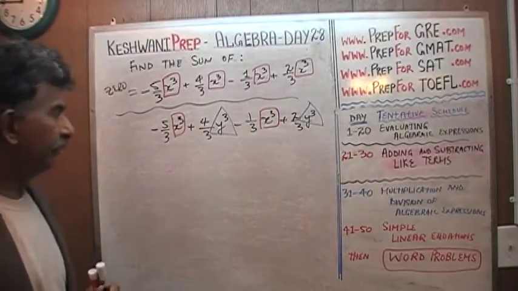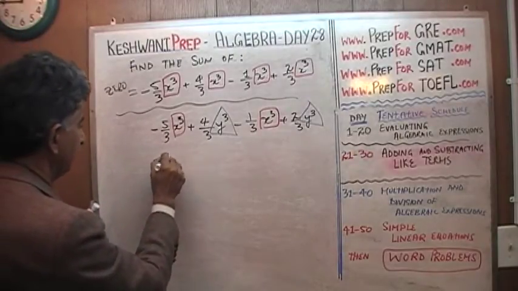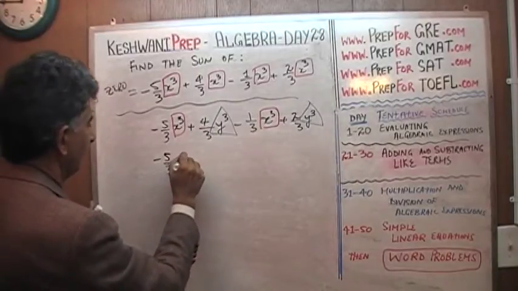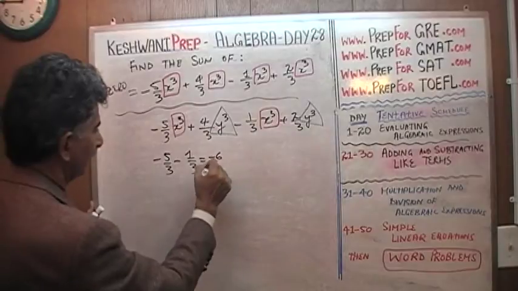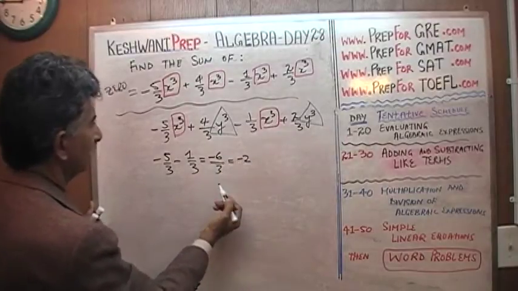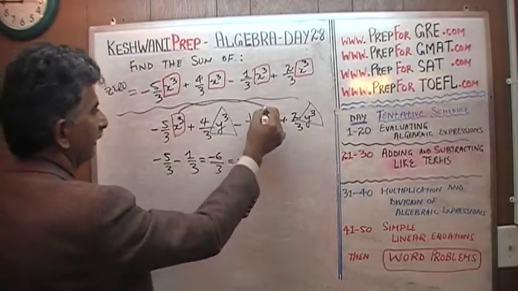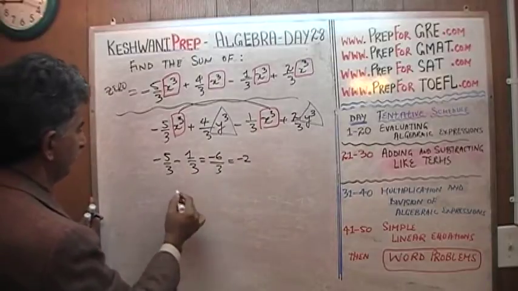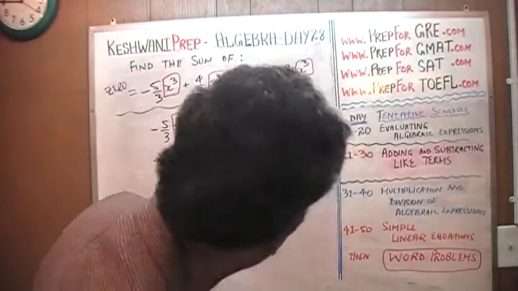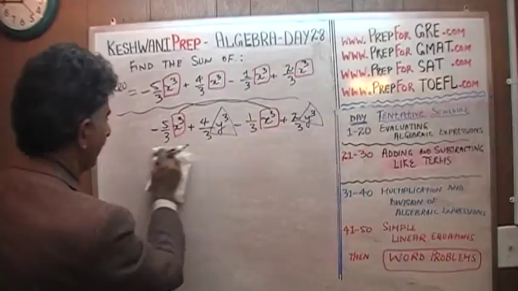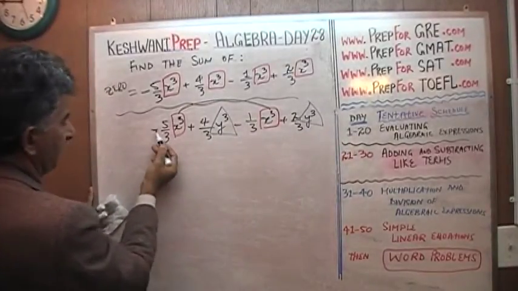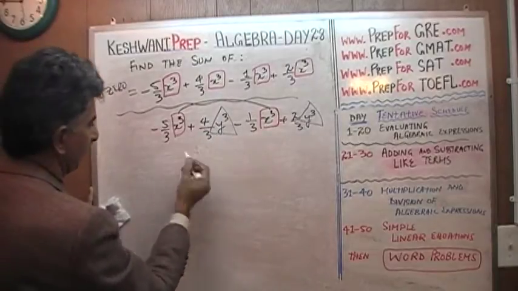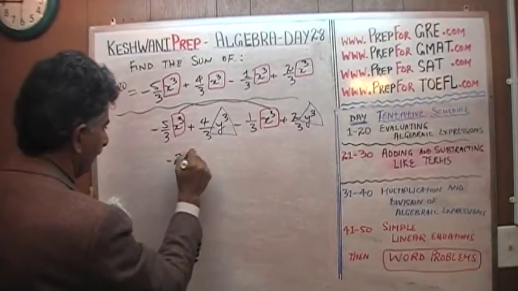So how many x cubed do we have? Negative 5/3 and a negative 1/3. Negative 5 and a negative 1 is negative 6/3, which is negative 2. So if you add up these two coefficients, we'll get negative 2. I'm going to erase this part now, we don't need it. So the answer here is negative 2x cubed.